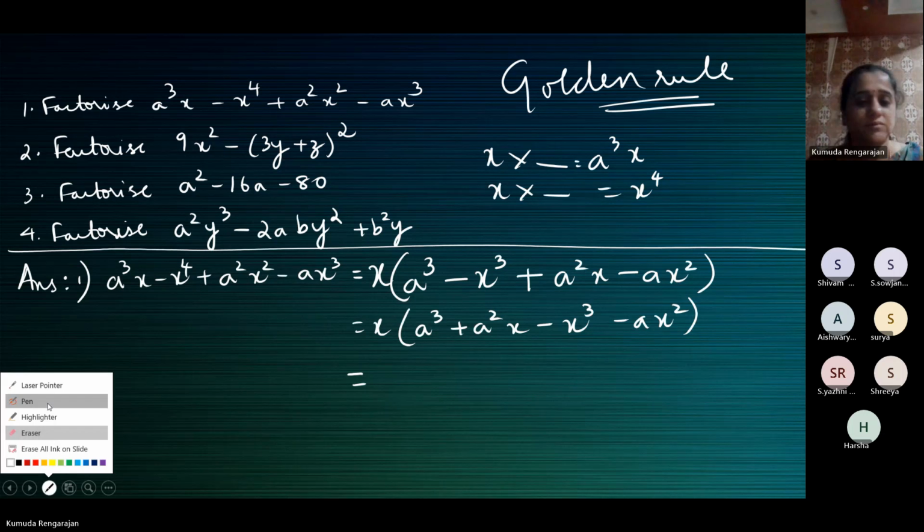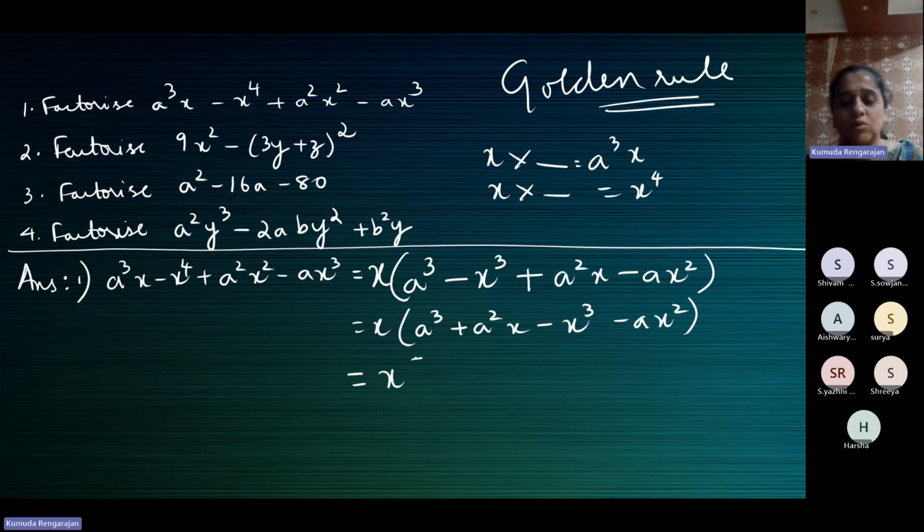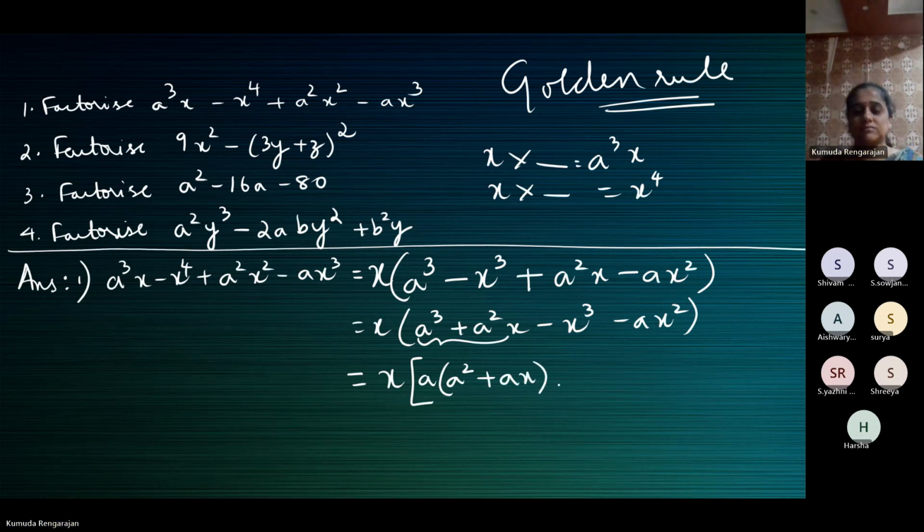Okay. So we have x. Now what's common between the first two terms? a is common. a into a square is a cubed, plus a into a is a square x. Now, I told you, put the sign as it is. After the second term, whatever sign is there, just bring it down as it is. And now between the third and the fourth term, x cubed and a x square.